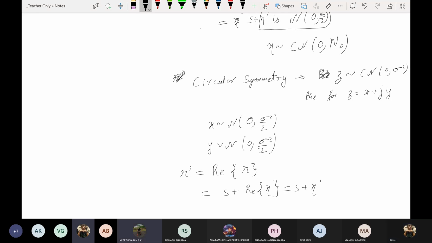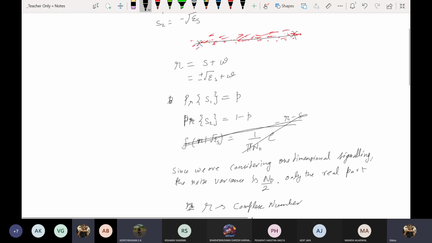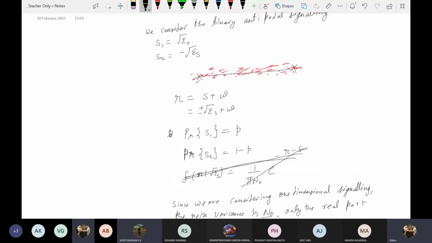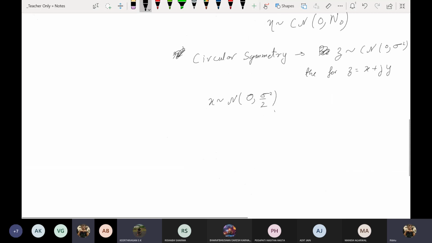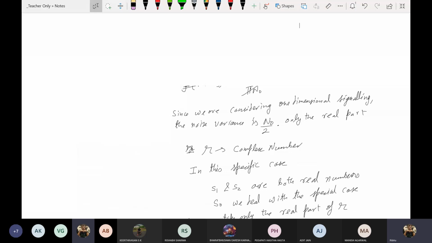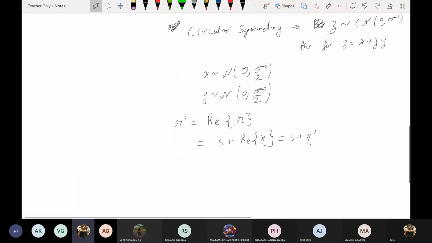Why are we considering S to be real? See, we defined S as plus and minus, so this is real. This is a special binary antipodal case that we are talking about. This is the example case that we are building on. After I finished yesterday's lecture, I realized that I haven't discussed this in as much detail as it deserves, so that's why I'm redoing this in greater detail.